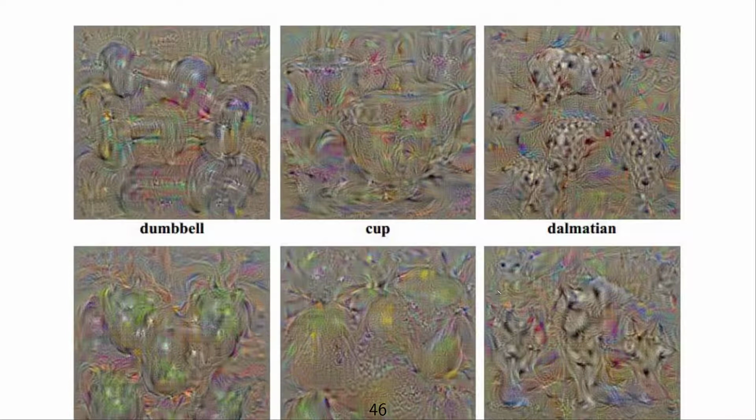And here we see some example visualizations. Maybe let's look at the first one, dumbbell. Maybe you can see some weights to lift. Cup: all right, looks a bit like a cup. And Dalmatian, you can see some typical patterns you would expect on a Dalmatian.